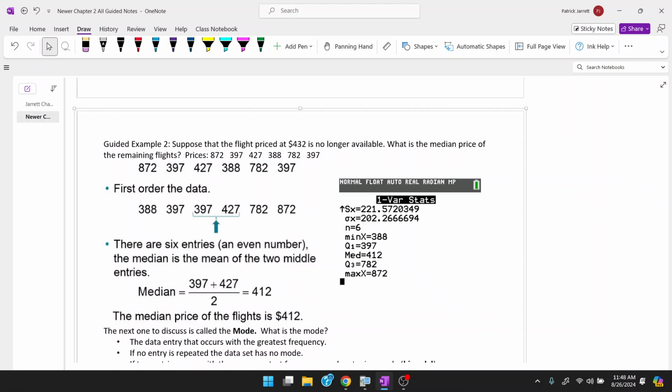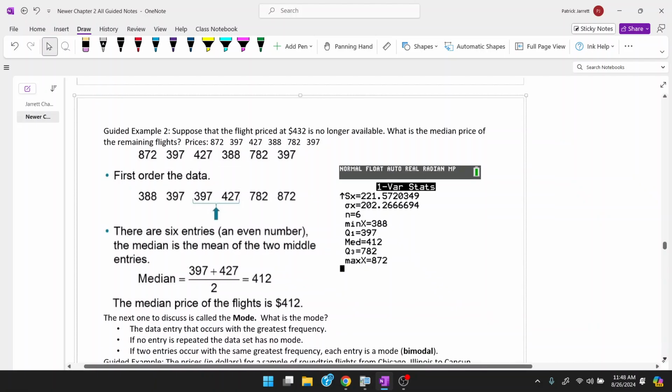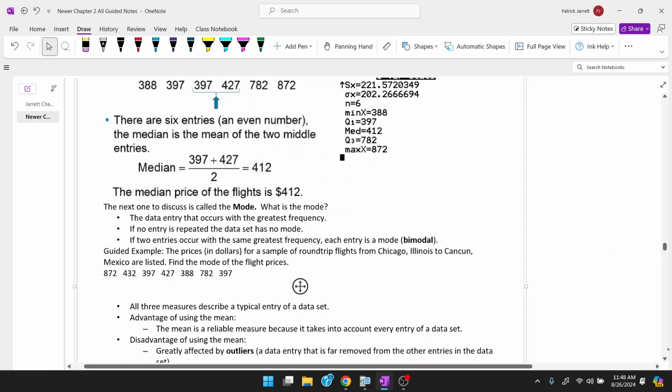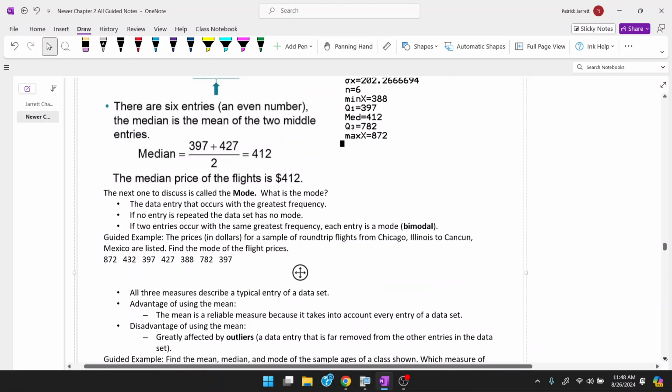Now, last thing is the mode. The mode is what occurs the most. Mode most, mo. So basically the mode for this is going to be $397 because it occurs more than the others. Now you can have data that are bimodal or multimodal. We'll talk about that kind of stuff a little bit later. So the mean can be greatly affected by outliers.